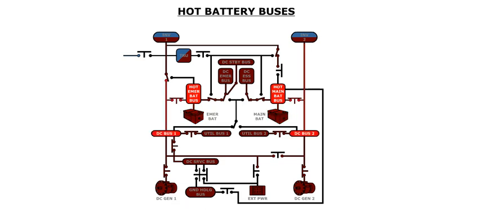It should be noted that under normal conditions, the hot battery buses are normally supplied by the DC buses. The hot emergency battery bus is powered by DC bus 1, and the hot main battery bus is powered by DC bus 2. When the DC system is operating normally, the items powered by these buses will use normal DC power instead of battery power.